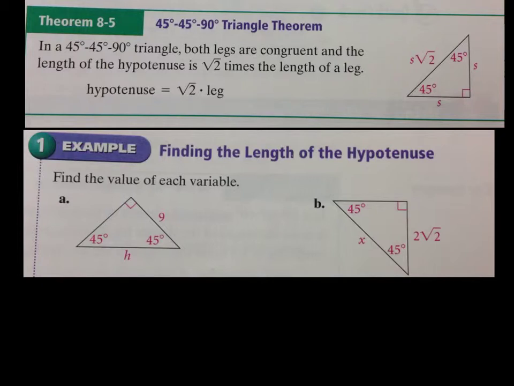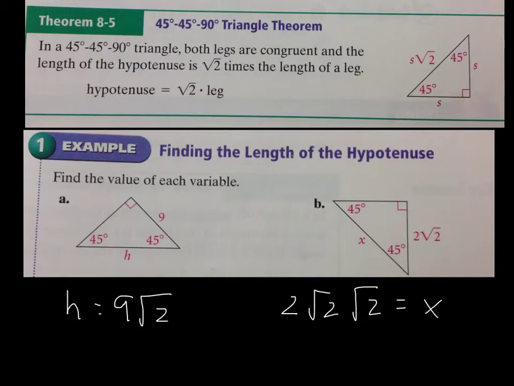Okay, let's look at some examples and see if we can figure out the length of the hypotenuse. Well, in example A, again we said multiply the length of the leg by the square root of 2. So hopefully you would agree h, the length of the hypotenuse, is going to equal 9 times the square root of 2. That's the length of the hypotenuse for part A. In B, you're going to multiply the length of the leg, which is 2 times the square root of 2, by the square root of 2 to get x, which is the length of the hypotenuse. Square root of 2 times square root of 2 is the square root of 4, so you have 2 times 2, which is 4. So the answer to part B is 4.